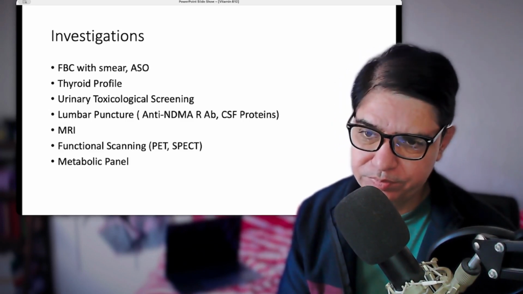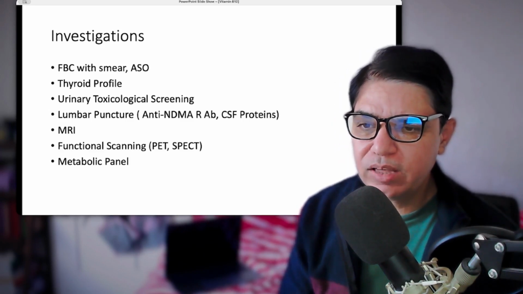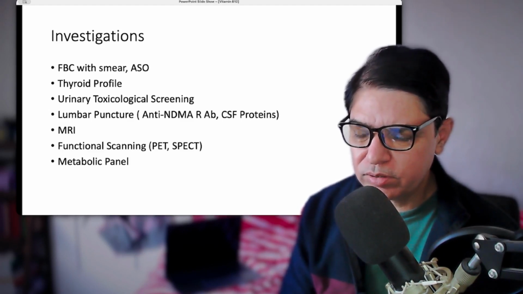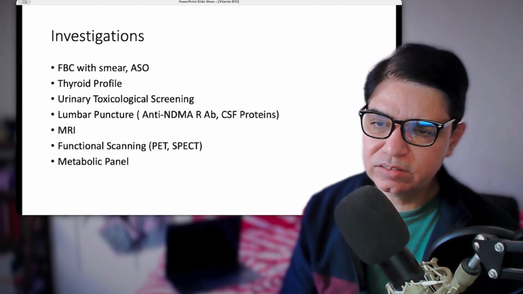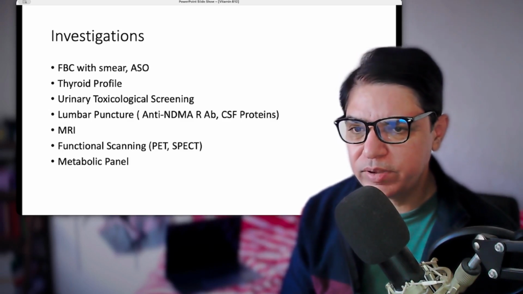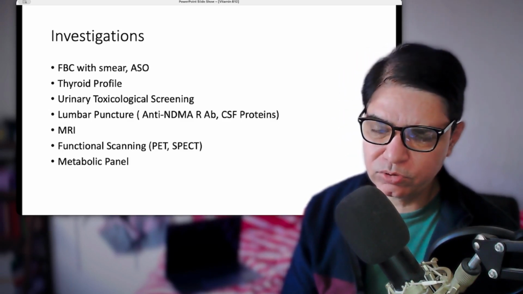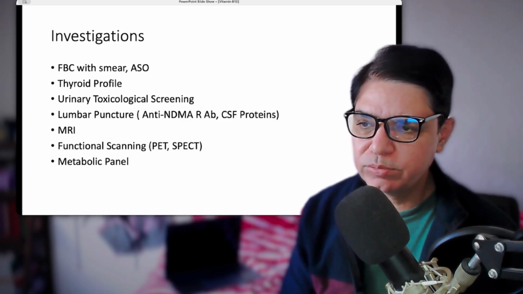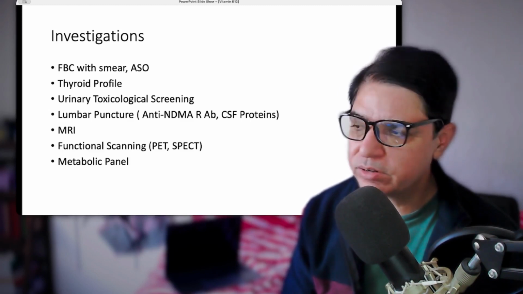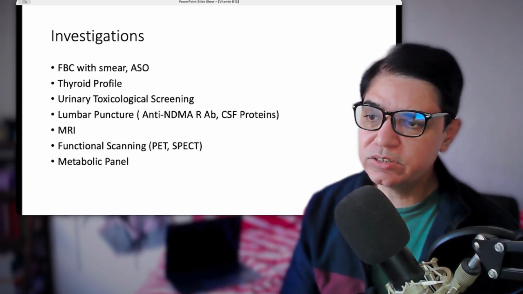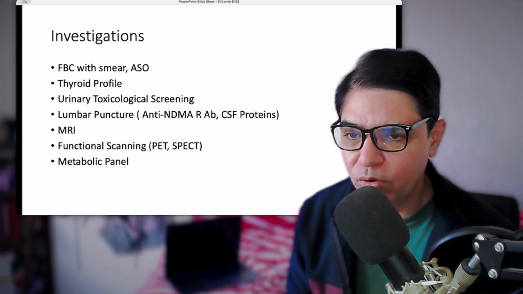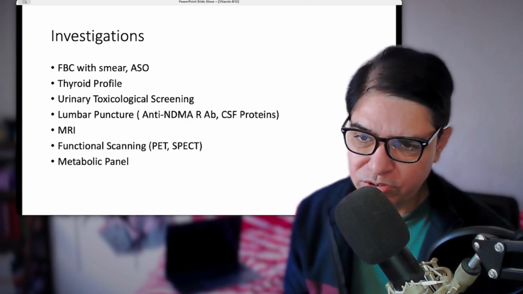Then MRI. MRI is important because it can give you a very good picture of the gray matter and white matter anatomy, because certain types of illnesses affect particular areas or particular types of matter in the brain. Certain diseases affect predominantly the white matter, certain diseases affect gray matter, and certain diseases affect gray as well as white matter. So it can give you the extent of involvement of the nervous system, especially the brain.